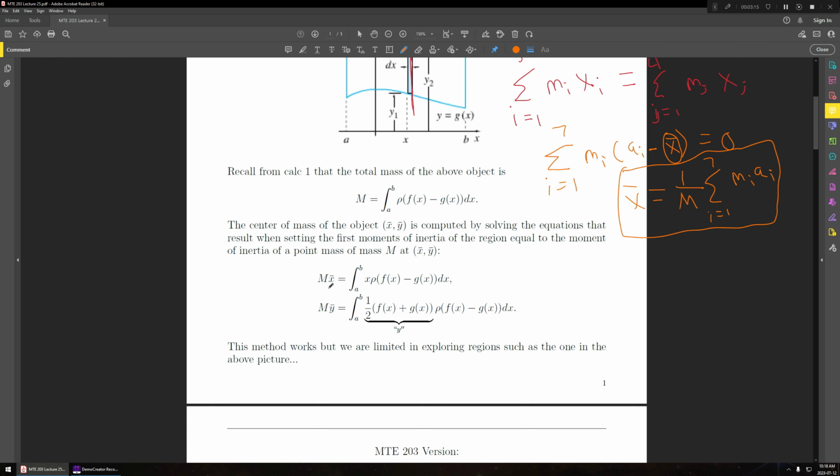In the limit, here I had 1 over mass; if I just pull the mass over to this side, times this point, my center of mass, is going to be equal to the integral from a to b, like add up all the masses.